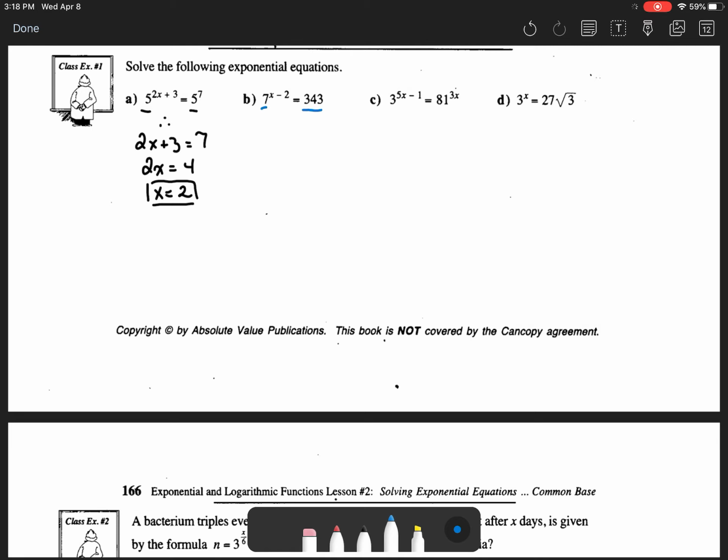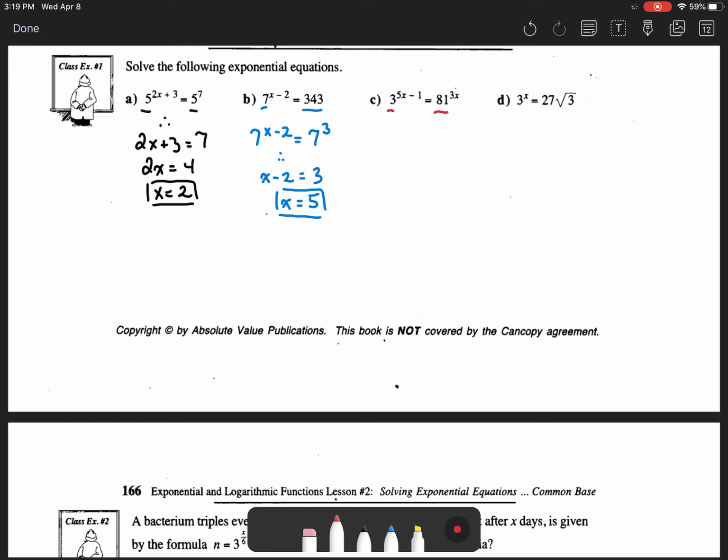In the second one, obviously I do not have common bases, so that's my first goal here. Most likely I'm going to be able to write 343 as a power with a base of 7, and I can. That is 7 to the exponent of 3. Now my situation is almost exactly like A. I have the common bases, so I can just automatically equate the exponents and then add 2 to both sides of the equation, and I get x is equal to 5.